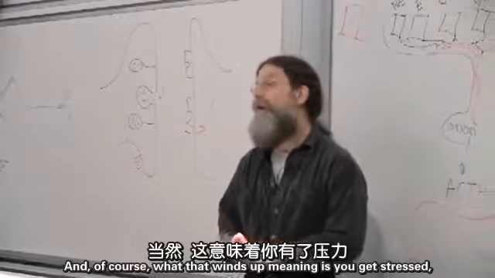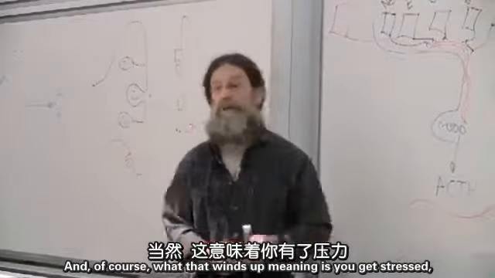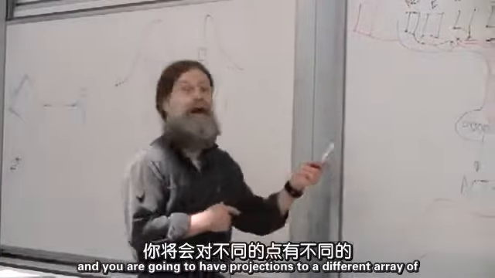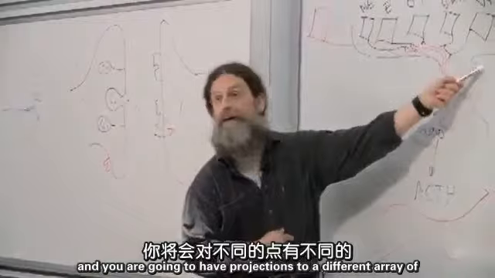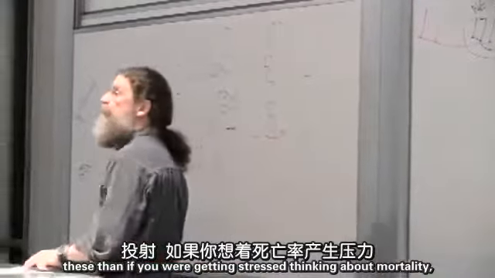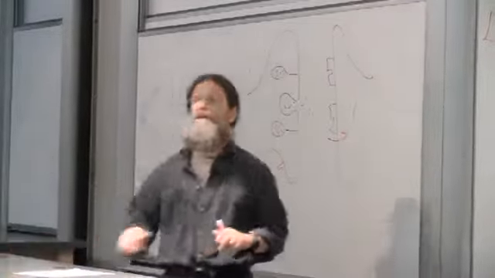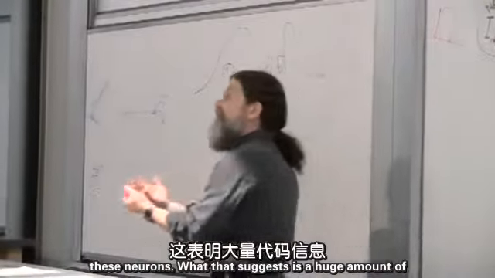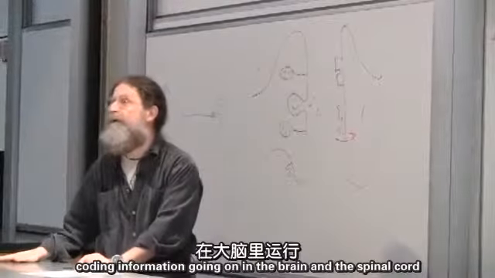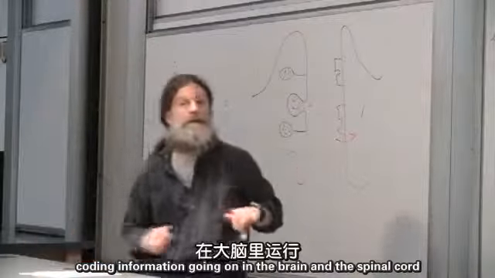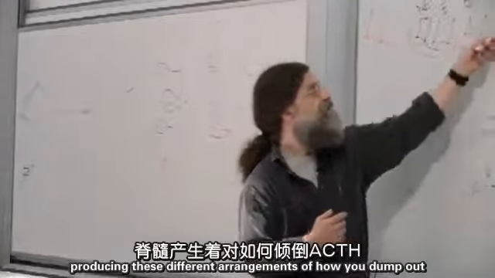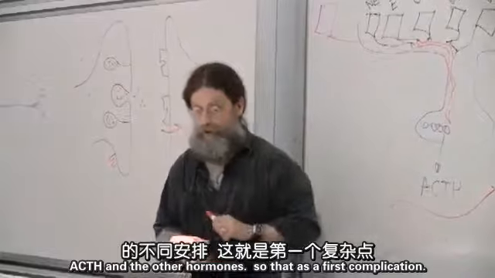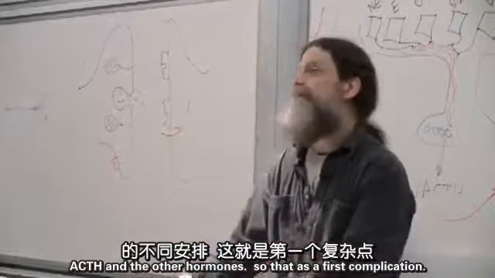And of course, what that winds up meaning is, if you get stressed like your big toe is telling you you just burned it, you are going to have projections to a different array of these than if you were getting stressed, thinking about mortality. That's going to have a different projection profile onto these neurons. What that suggests is a huge amount of coding information going on in the brain and the spinal cord, producing these different arrangements of how you dump out ACTH and the other hormones. Okay, so that's a first complication.